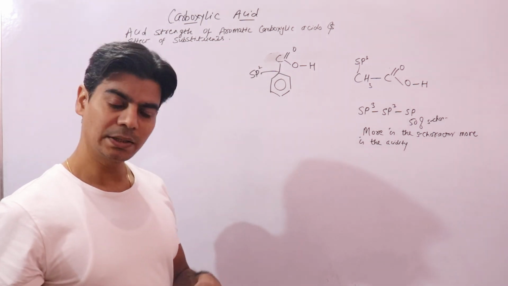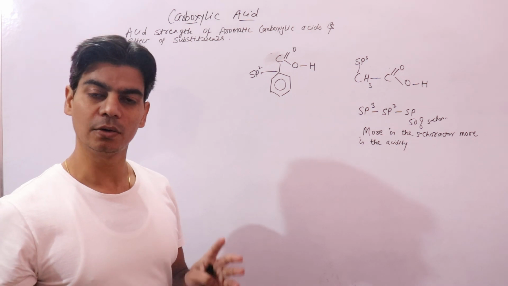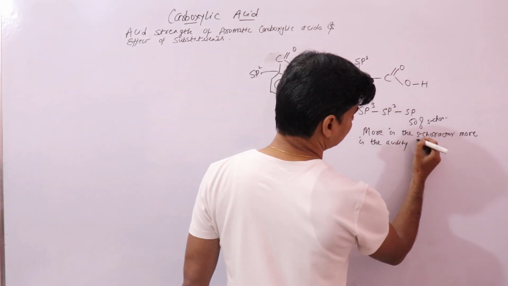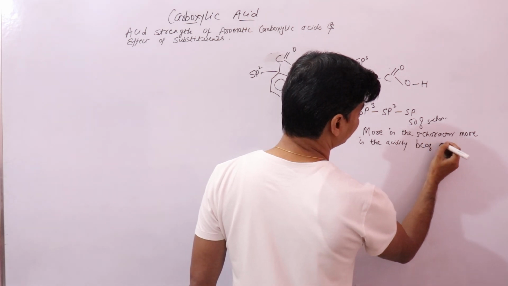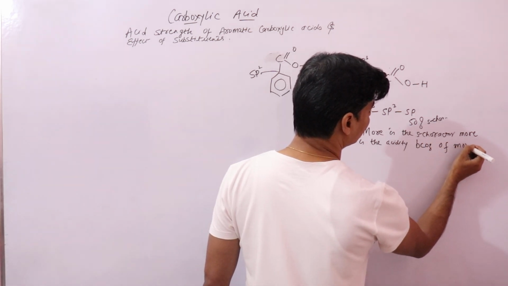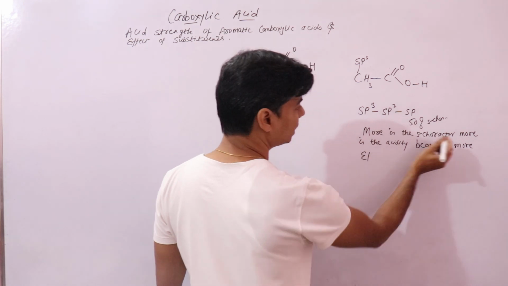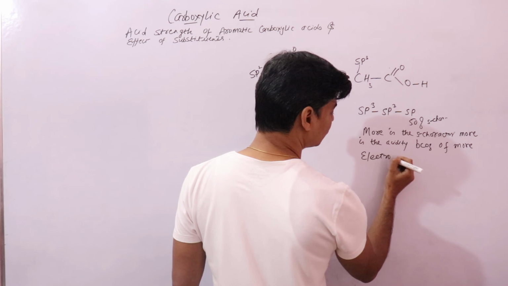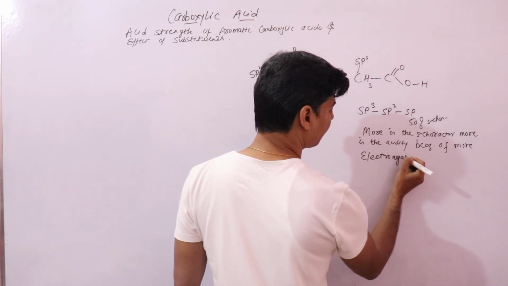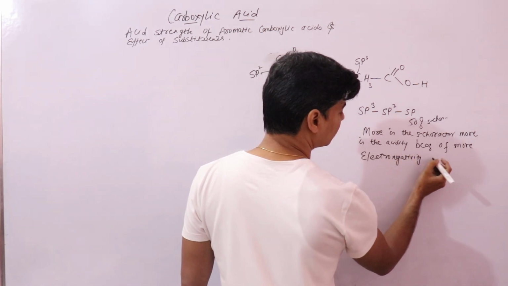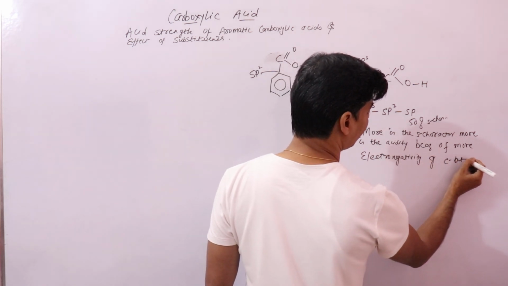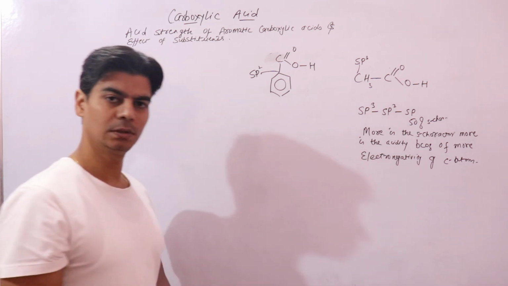Because as the S character increases, the electronegativity also increases, right? More is the S character, more is the acidity because of more electronegativity, right, of carbon atom in this case, right?